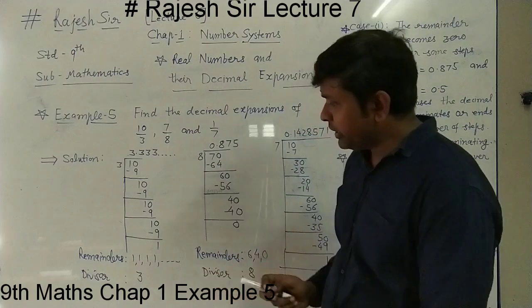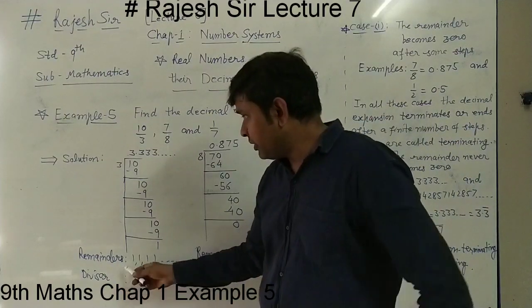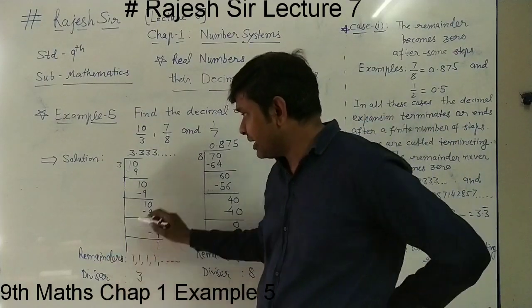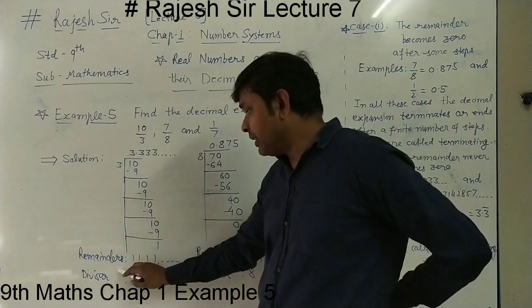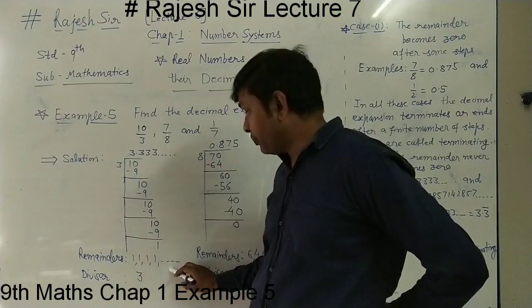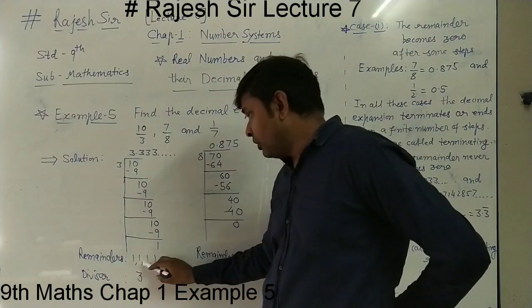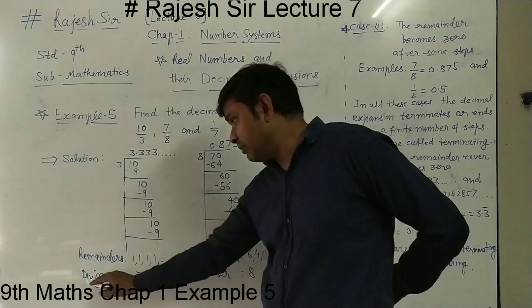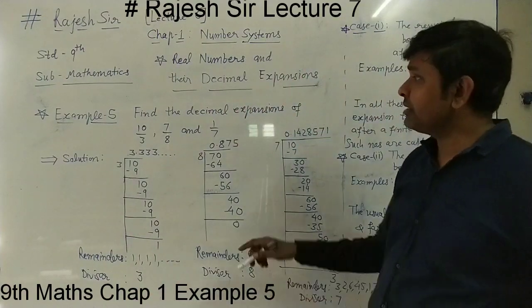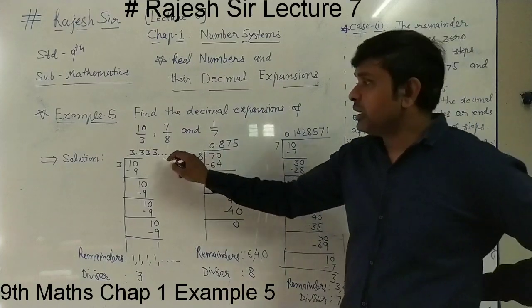What is to be noted here? The remainders. Here we note the remainders: the first remainder 1, then again 1, then again 1, and again 1. So the remainders are 1, 1, 1 and so on. That we can notice here, and the divisor is 3. This is the decimal expansion in the first division.